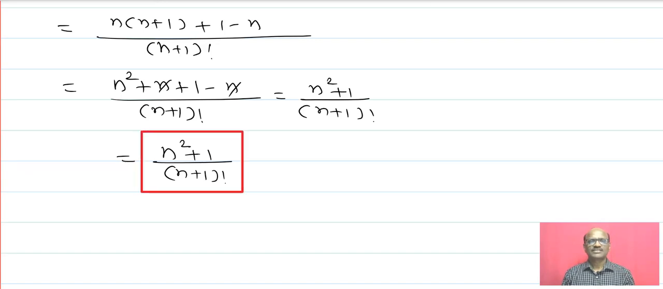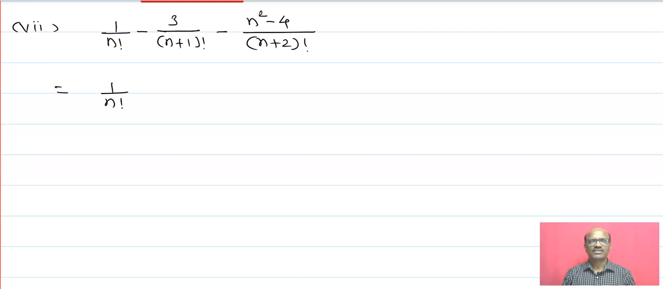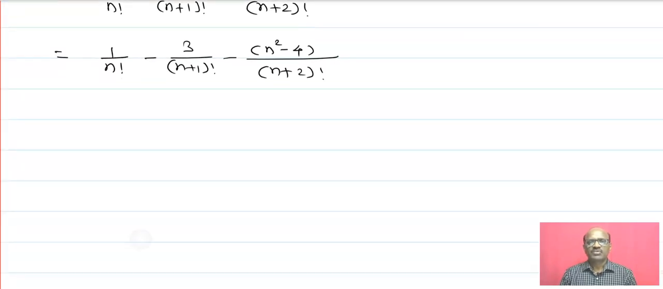Now next is number 7: 1/n! − 3/(n+1)! − (n²−4)/(n+2)!. That is 1/n! − 3/(n+1)! − (n²−4)/(n+2)!. Now see this.